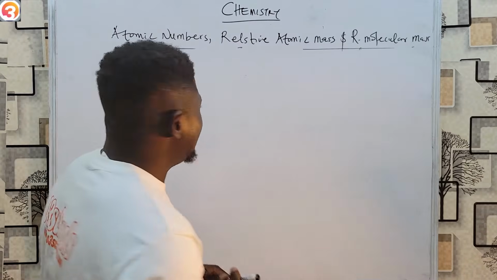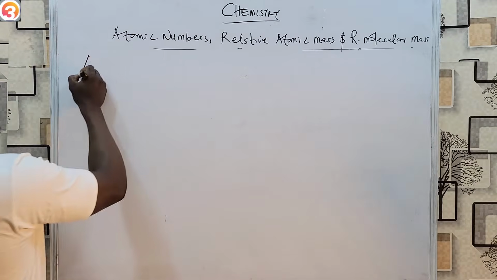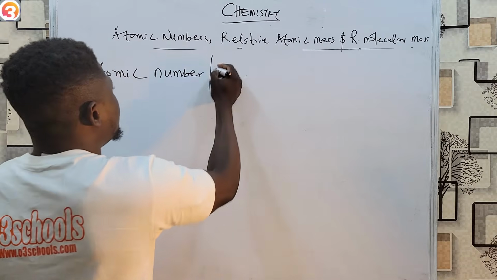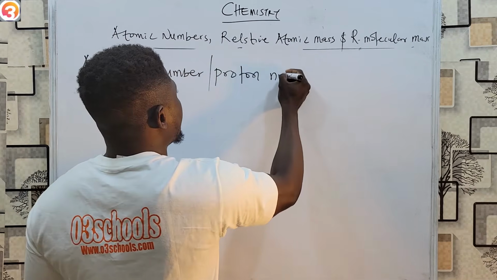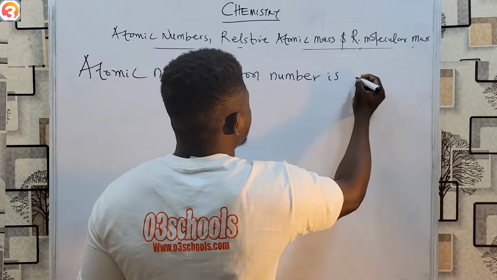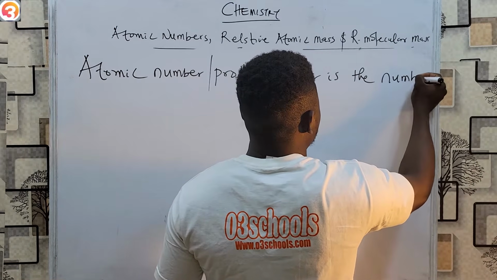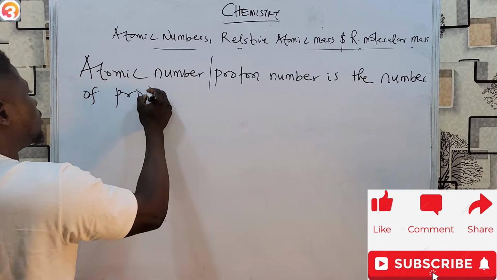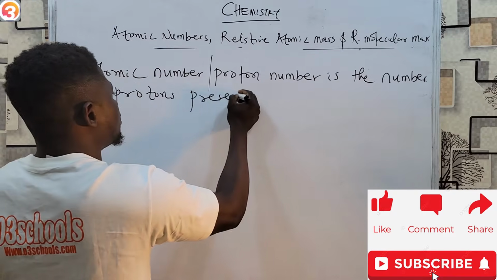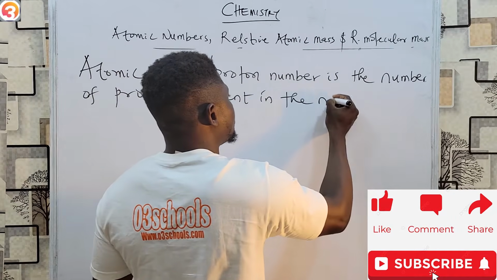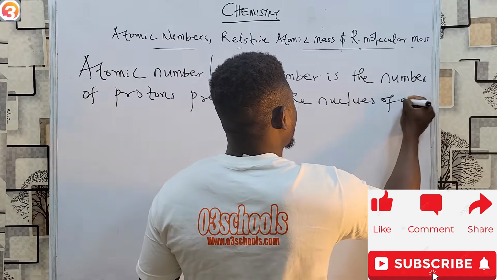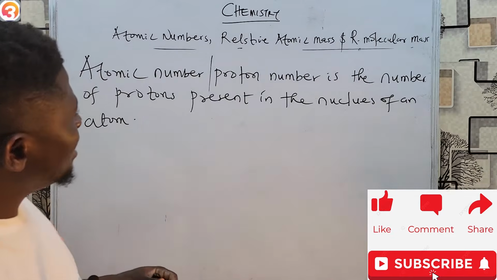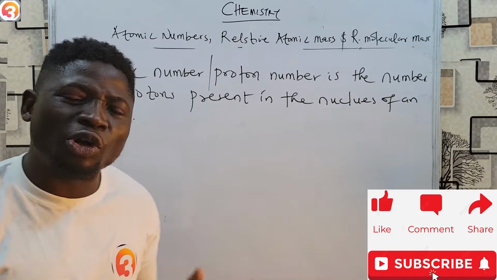Atomic number is also called what? The proton number. Atomic number or the proton number is the number of protons present in the nucleus of an atom. So atomic number or proton number is the number of protons present in the nucleus of an atom.